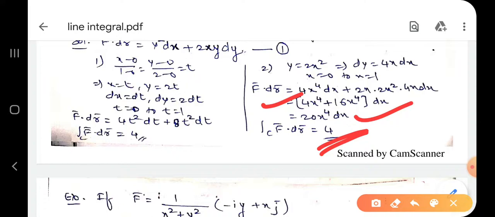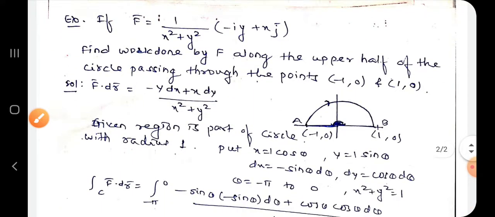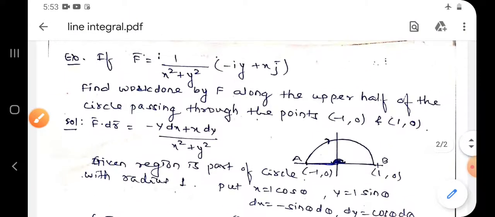Understood? In the first example we have solved 2 sub examples. In the second example again 2 sub examples we have solved. Now we will turn towards the next example. Here read the question carefully so that you will understand it. Here what is the question?